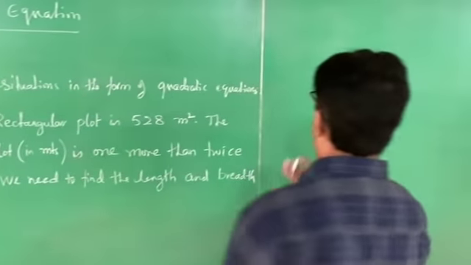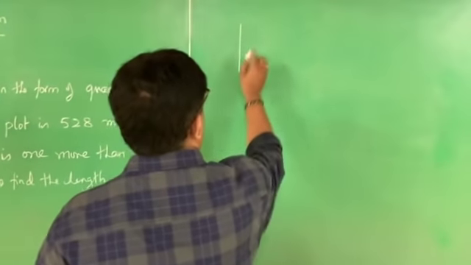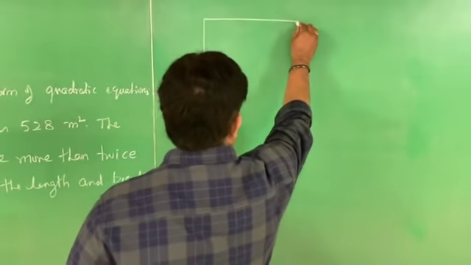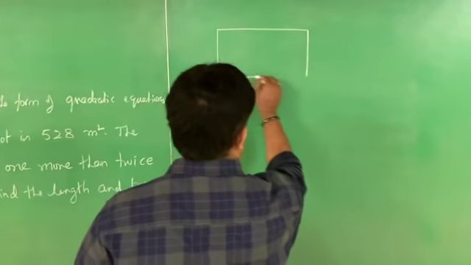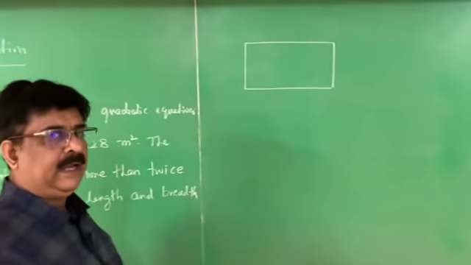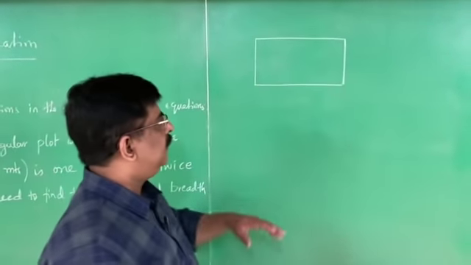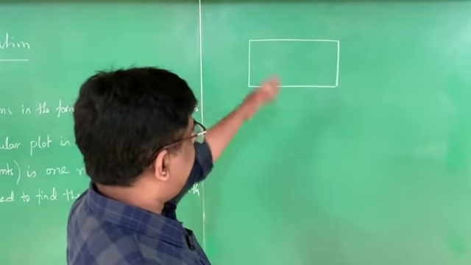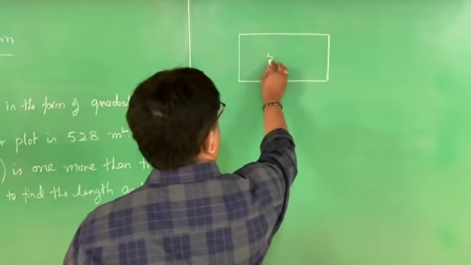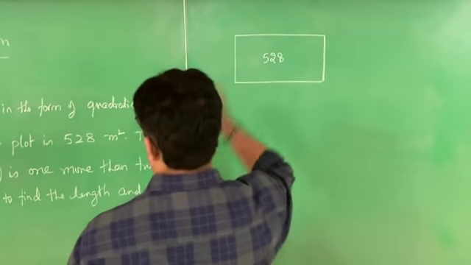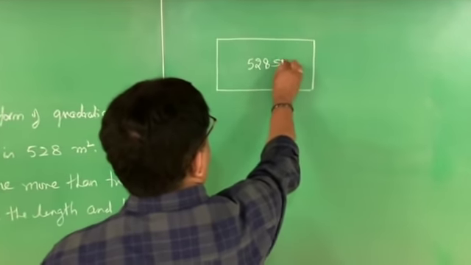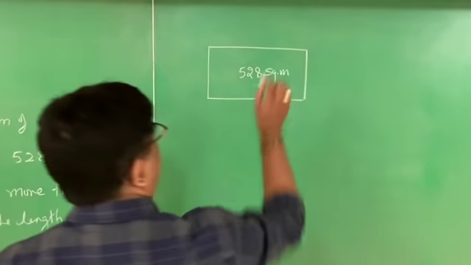The approach is the same. Here, it is better to draw a diagram. There is a rectangular plot. The total area of the rectangular plot is 528 square meter.